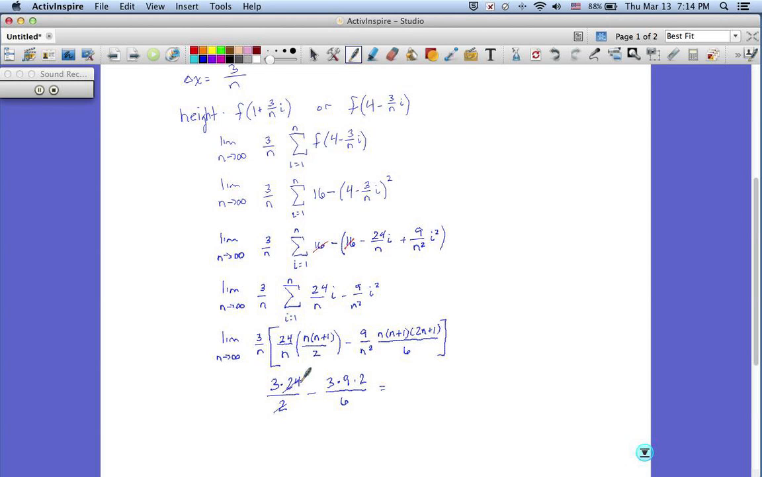24 over 2 is a 12, so that gives me 36. And 3 and 2 is 6 over 6. They cross out, minus 9. I am looking at 27 as the area under the curve, and that is the exact area of the curve.